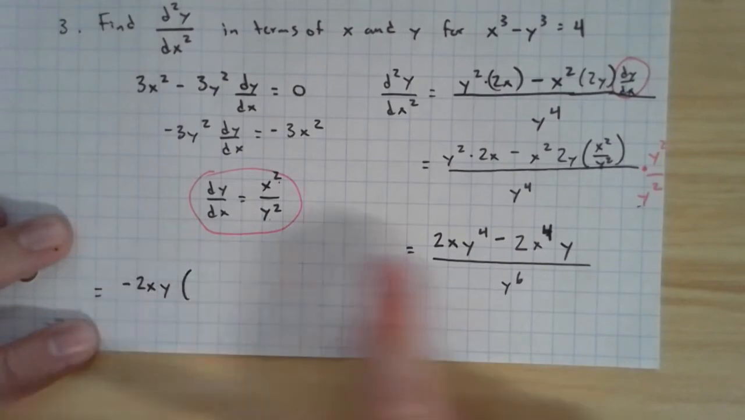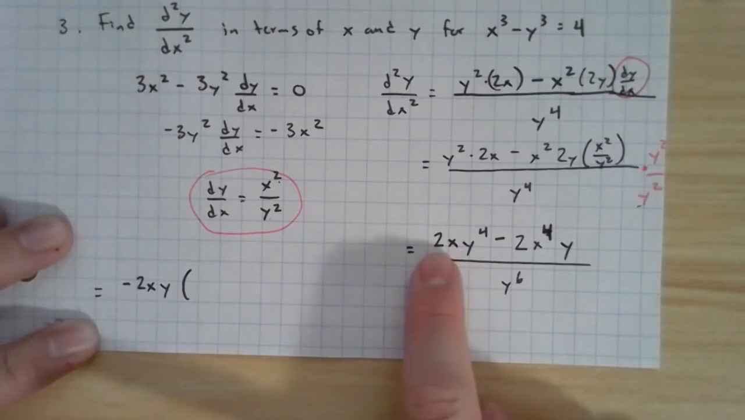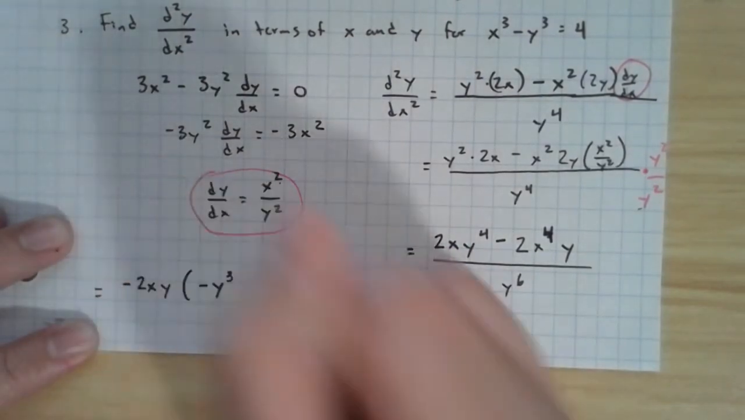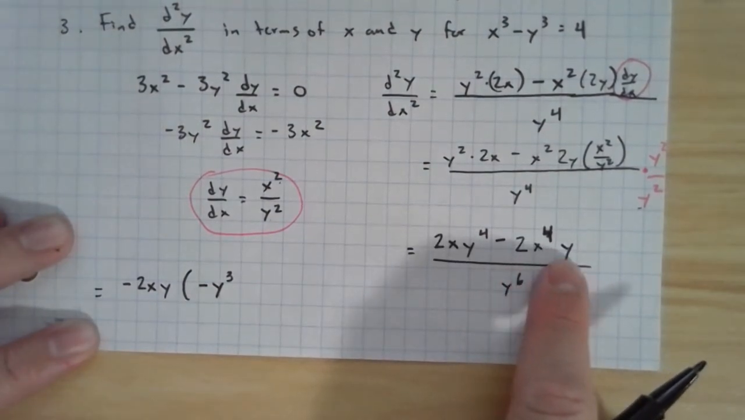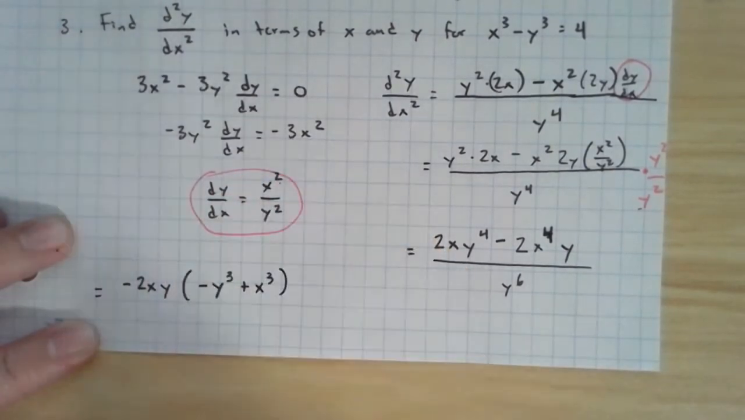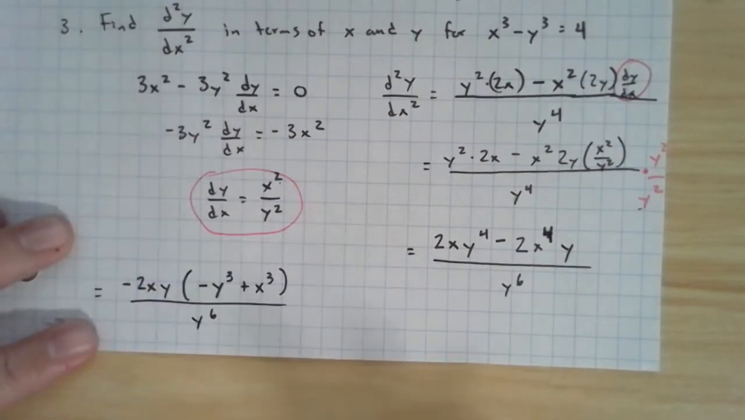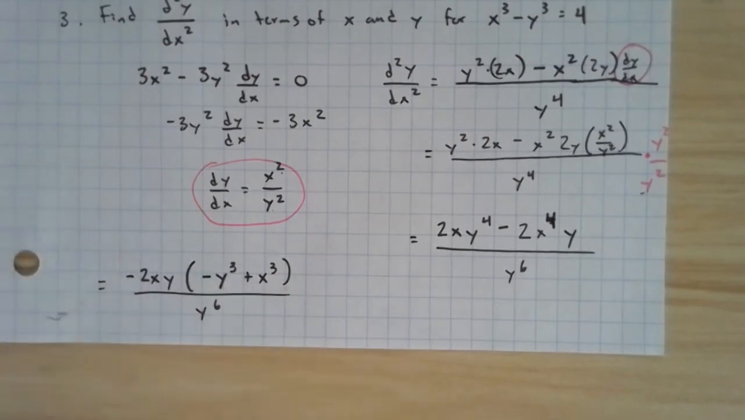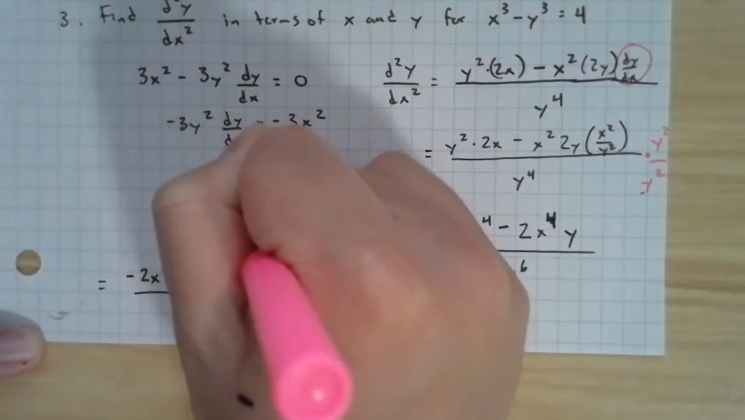If I factor out a negative 2xy from this guy, a negative 2xy from this guy, I get a negative y to the third. If I factor out a negative 2xy from this guy, I get a positive x to the third, all over y to the sixth. This in here is the same thing as writing x to the third minus y to the third.